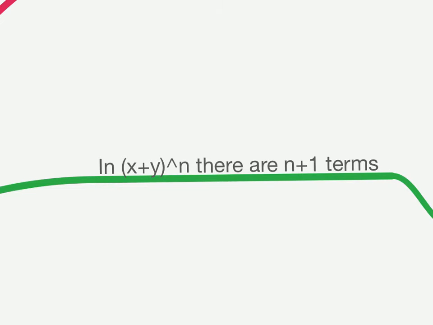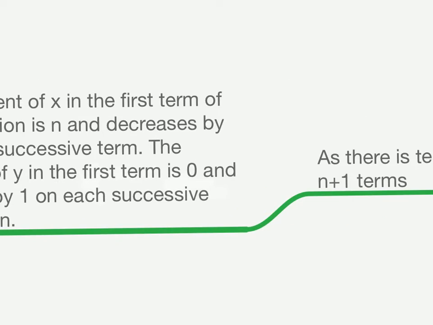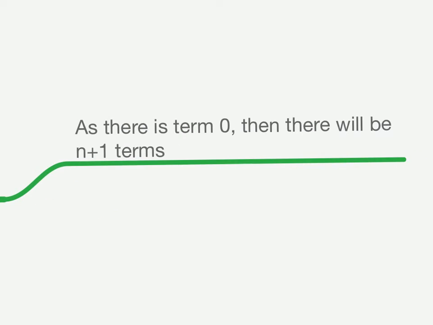But why in (x plus y) to the n are there n plus 1 terms? This happens because the exponent of x in the first term of the expansion is n and decreases by 1 on each successive term. The exponent of y in the first term is 0 and increases by 1 on each successive term up to n. As there is term 0, then there will be n plus 1 terms.